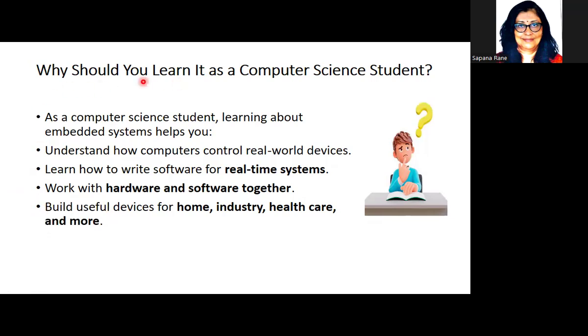Now, why should you learn it as a computer science student? Why should you learn it? The first important thing is to understand how computers control real world devices.